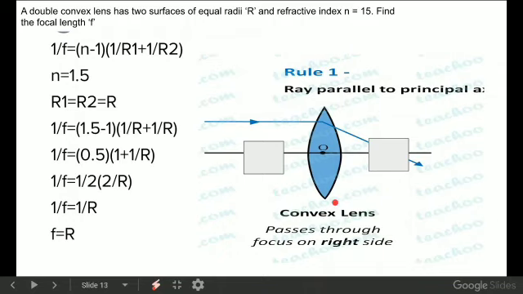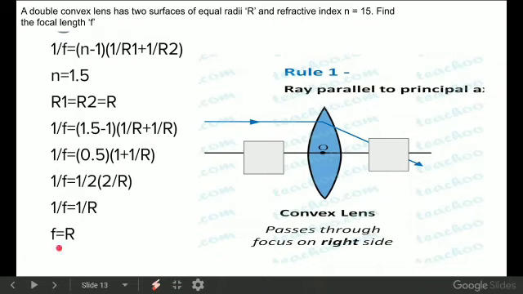Next, R2: this right side curved surface represents R2, the distance from the optic center to the second focus. This distance is right to left, and we have taken the direction of the light left to right, so we should take R2 negative. Then here 1 by R1 minus 1 by minus R2, minus into minus becomes plus. So finally we will get the formula 1 by f equals n minus 1 into 1 by R1 plus 1 by R2. Now when you substitute these values, R1 equals R2, we know that, as it has two surfaces of equal radii. So the R values are the same here, and 1 by f equals 1.5 minus 1 into 1 by r plus 1 by r.